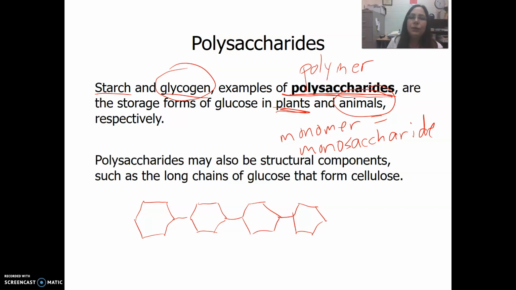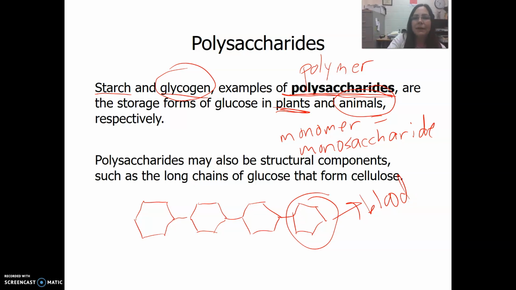Now, if your blood sugar is low, normally what you do is eat. But if you don't eat, if you skip a meal or something like that, your liver can release glucose back into your blood to raise your blood sugar. It can break down this glycogen and release the individual glucose molecules back into your blood. And so that reaction can be reversed.